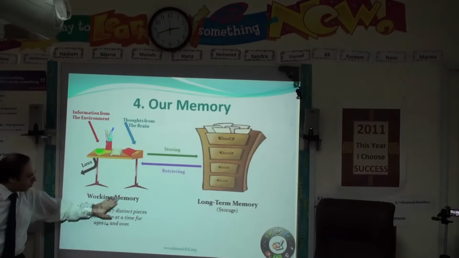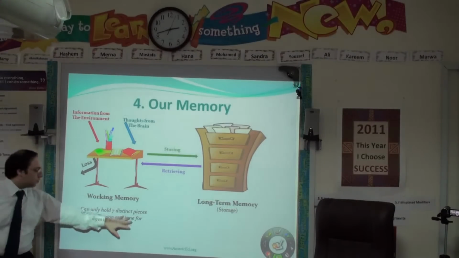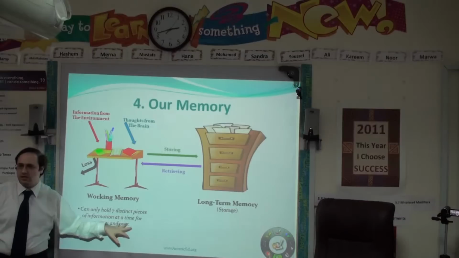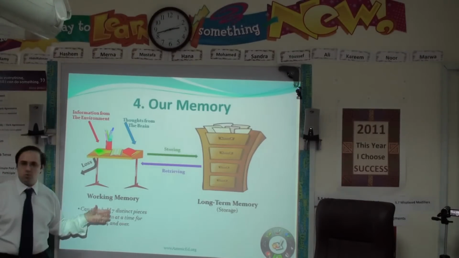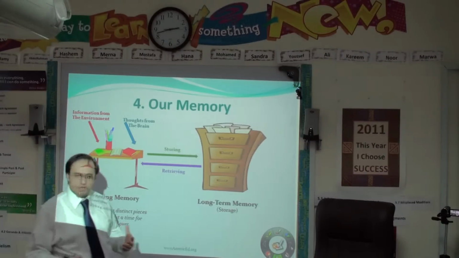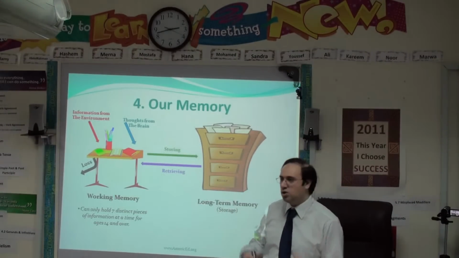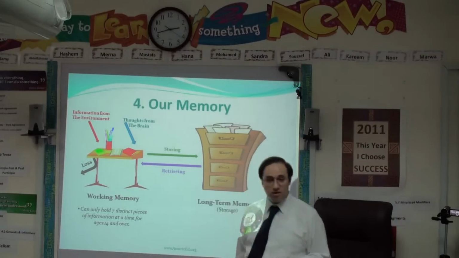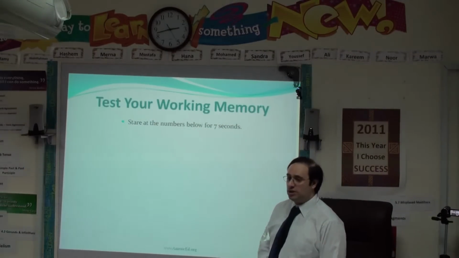Okay? Now, our working memories can only hold 7 distinct pieces of information for adults and children ages 14 and over. Okay? You can only remember about 7 distinct pieces of information at a time. If it's more than 7 different pieces of information, then probably you're going to lose something right here. Okay? Next. Let's test our working memories really quickly.